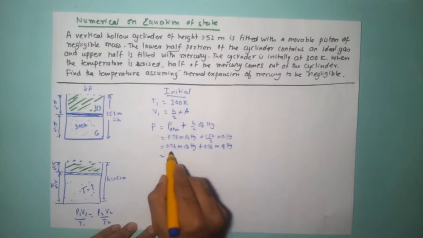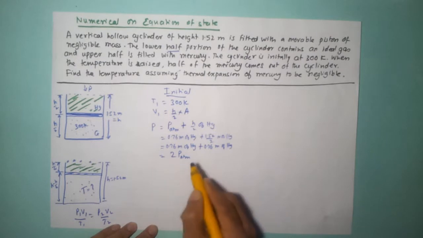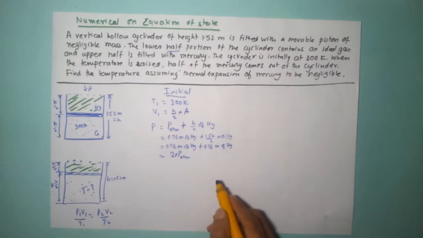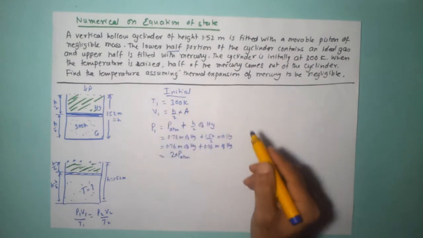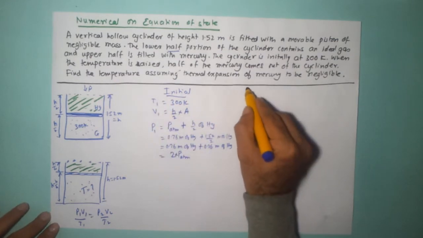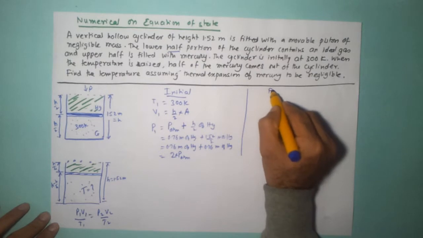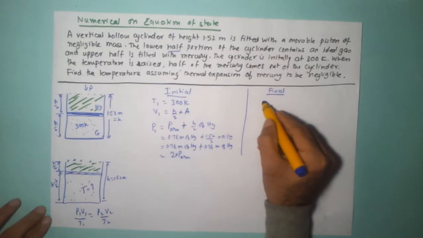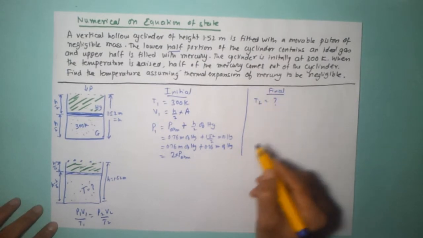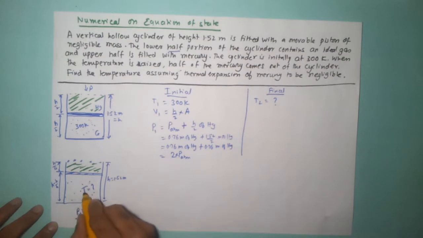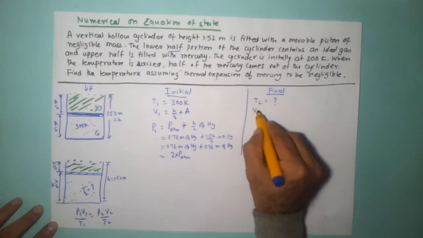So I can write this as 2 times P atmospheric pressure. So this is P1. So I have obtained P1, V1, T1 for the initial position. Let us do a similar thing for the final position. T2 is to be found out. We don't know the temperature. This is T2. Volume V2.